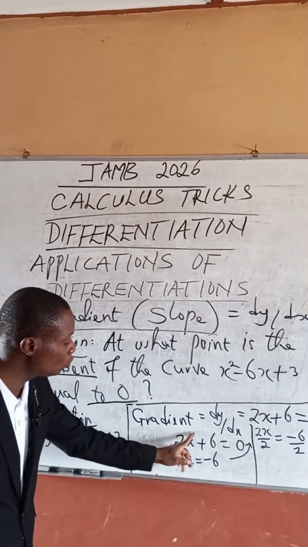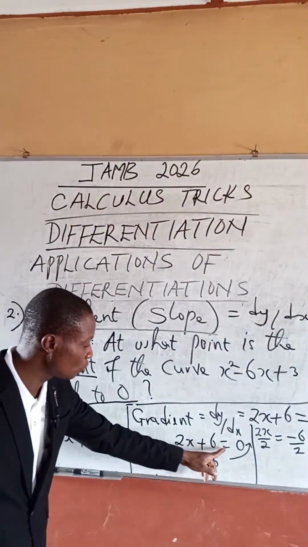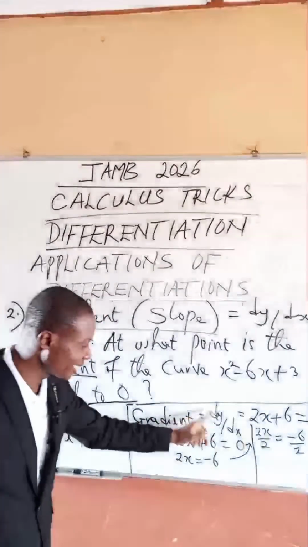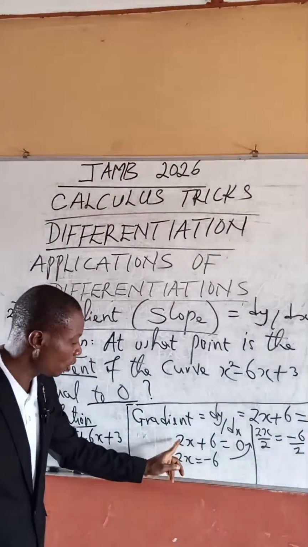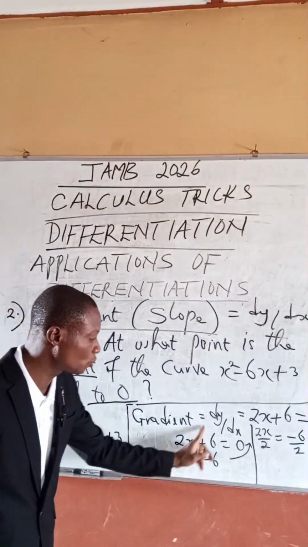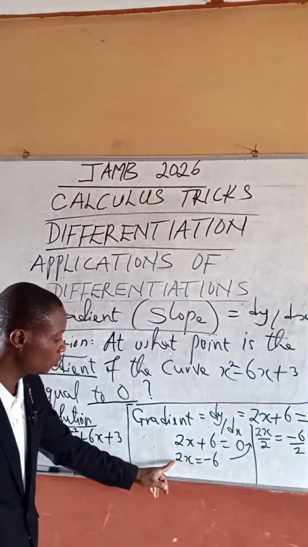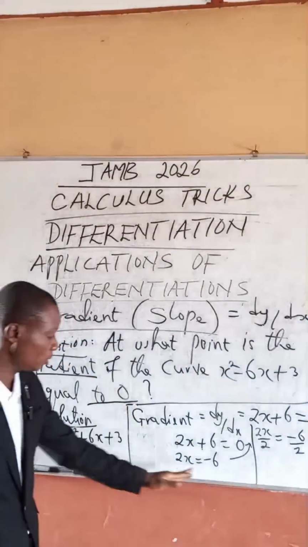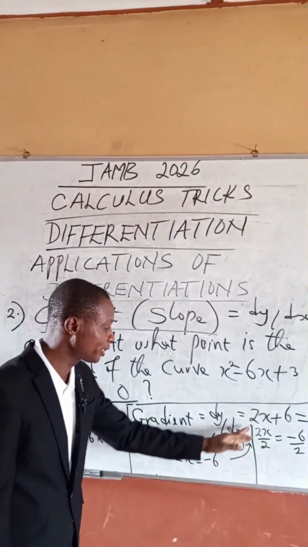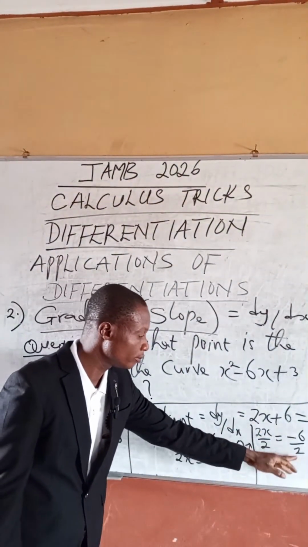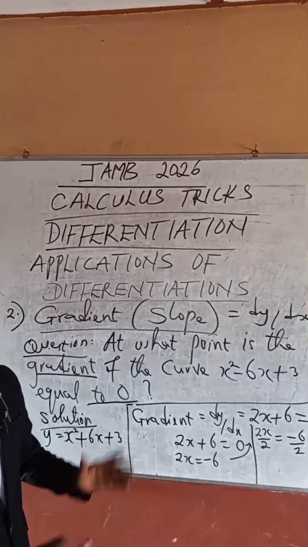It means that 2x plus 6 is equal to 0. That is our dy dx. Solve it. Bring this plus 6 to the other side. That becomes minus 6. So we have 2x on the left-hand side equals minus 6. Then divide both sides by 2. Then our final answer is what?